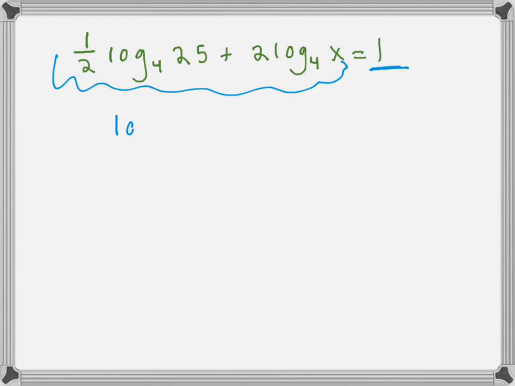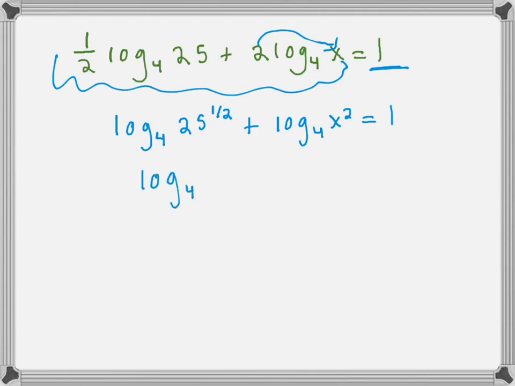So we can make this equal to log base 4 of 25 to the 1/2, right? Because anything out in front becomes the exponent. So 25 to the 1/2 plus log base 4 of x squared, moved to the exponent, equals 1. Okay, so now we can combine these. Log base 4 of 25 to the 1/2 times x squared, because it's addition, so anything under addition becomes multiplication inside the log, is equal to 1.